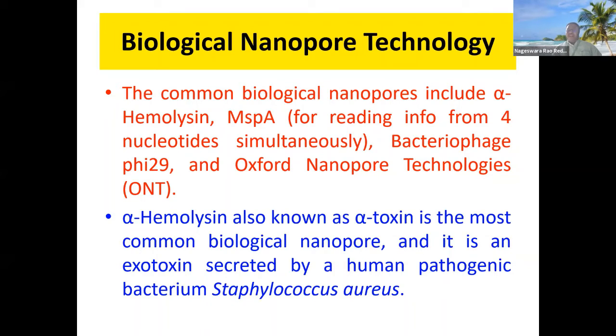Bacteriophage 529 and Oxford nanopore technology. So these are the biological nanopores, used in Oxford nanopore technology. It's a protein nanopore. So what is hemolysin? Hemolysin is an alpha toxin, an exotoxin secreted by the bacterium Staphylococcus aureus, a human pathogen. So these are the materials we have.